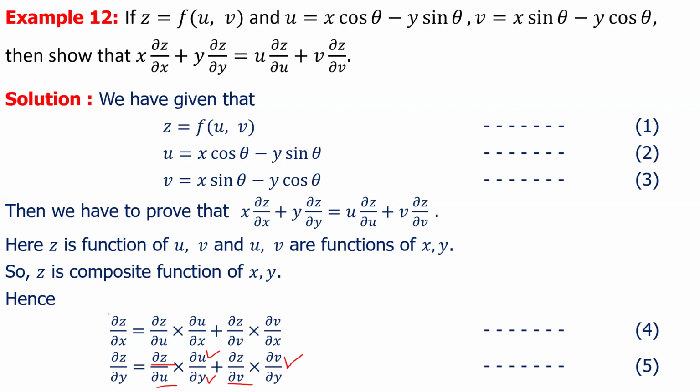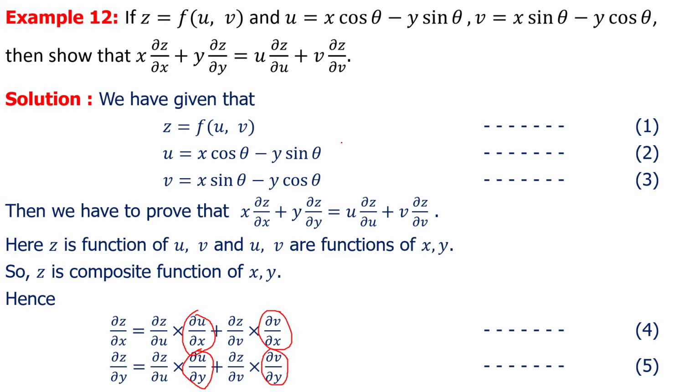So this is called a composite function. z is a composite function of x and y, so we can find the partial derivative of z with respect to x, and similarly with respect to y. Now, since u and v are both functions of x and y, we are able to find the partial derivative of u with respect to x, of v with respect to x, of u with respect to y, and of v with respect to y.